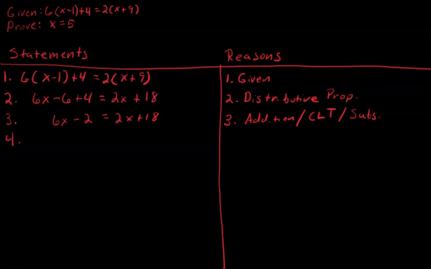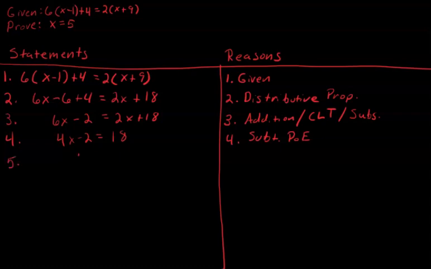Again, continue to solve for x. What would our next step be? We would probably subtract 2x from both sides. So 4x minus 2 is 18. What's the reason that we can go from step 3 to 4? What do we do to both sides? We subtracted the same thing from both sides, so that is the subtraction property of equality.